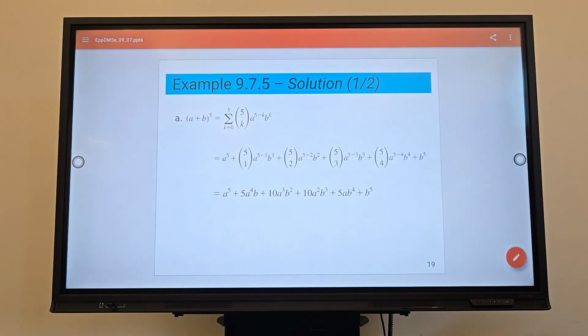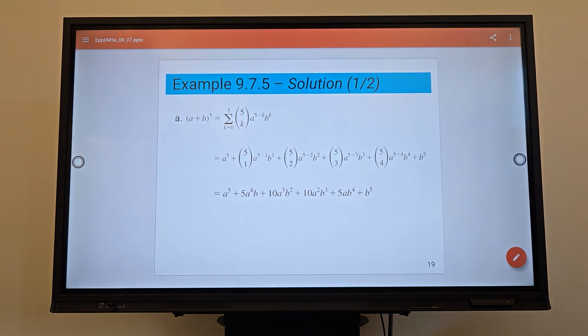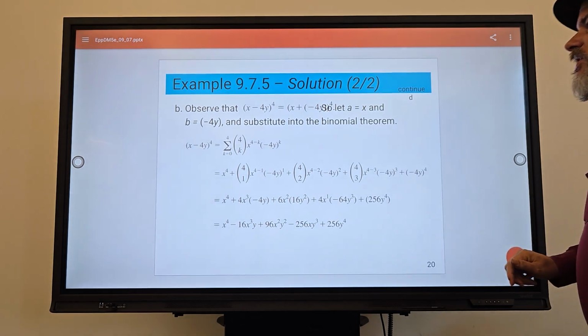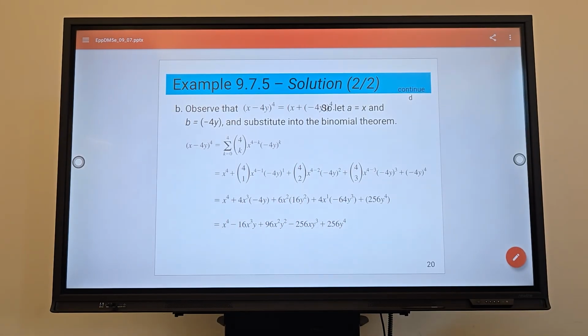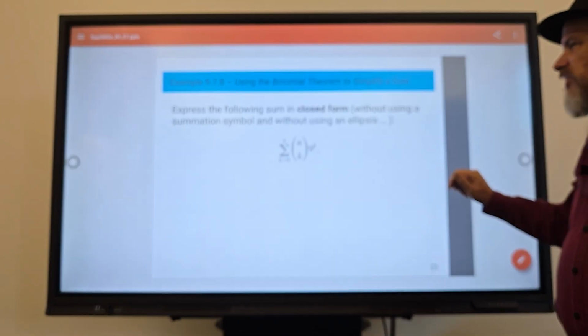a to the fifth plus 5a to the fourth times b plus 10 times a to the third times b to the second plus 10 times a to the second times b to the third plus 5a b to the fourth plus b to the fifth. Now observe that this is the second one. We kind of skipped that one.